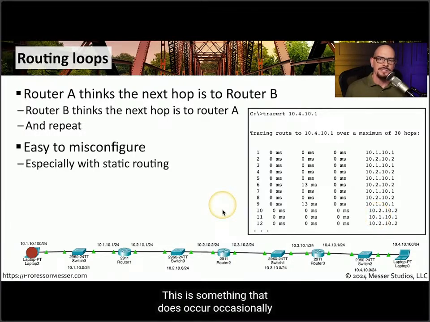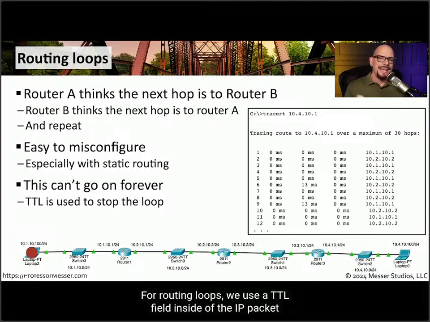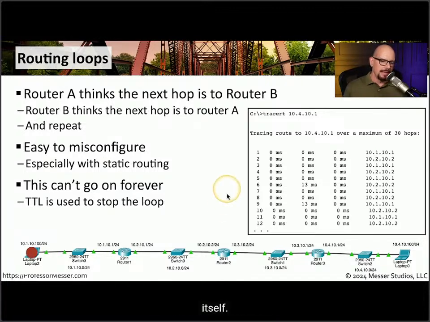This is something that does occur occasionally because you might have many different routers, and those routers have many different routes. So it's very easy to make one single IP address mistake in a static route and create this routing loop on your network. For routing loops, we use a TTL field inside of the IP packet itself. This allows us to identify and stop a loop automatically if one occurs.